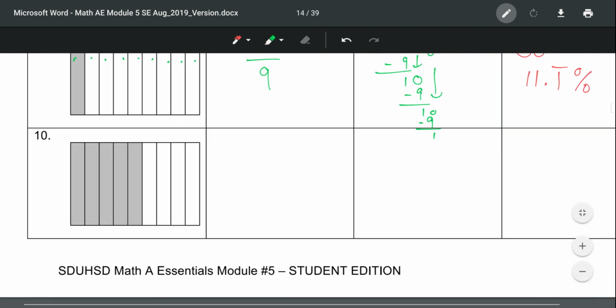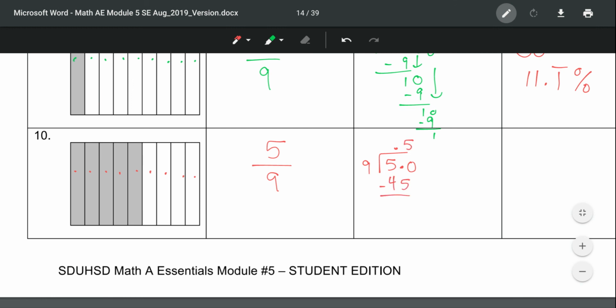Okay, number 10. You have 1, 2, 3, 4, 5 out of a total of 9 regions shaded in. So 5/9. Again, divide 5 by 9. 9 doesn't go into 5 evenly, so add a decimal point, add a 0. 9 goes into 50 5 times. 5 times 9 is 45. So remainder of 5, add a 0, bring it down.